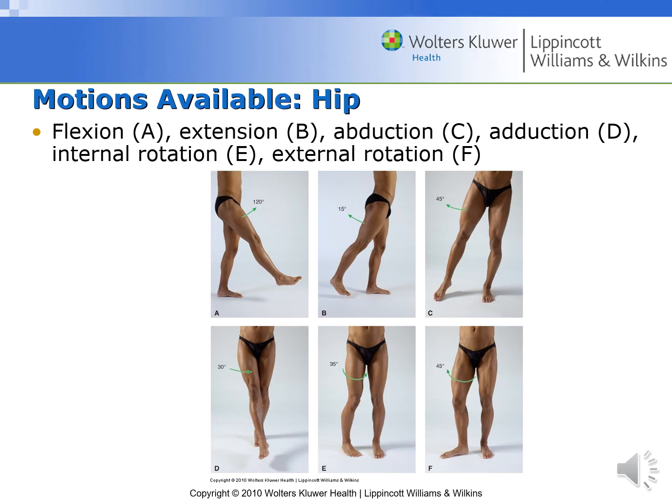Let's now review the motions that are available at the hip joint. Illustration A shows flexion. Illustration B shows extension. Illustration C illustrates abduction. And illustration D shows adduction. Illustration E shows internal rotation, and illustration F shows external rotation of the hip. And of course, we're going to practice all of these during the practicum.